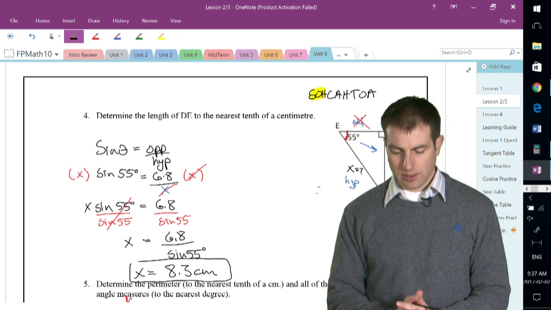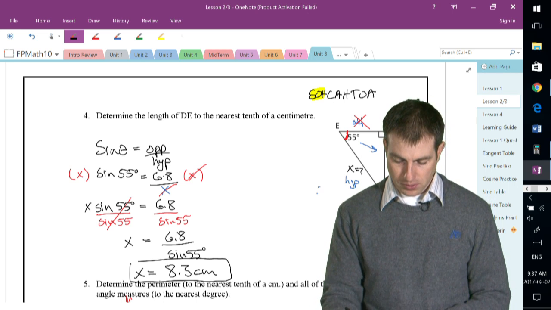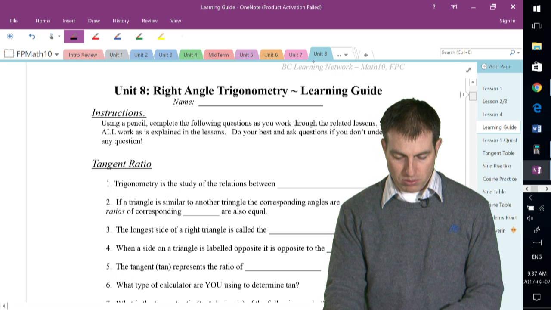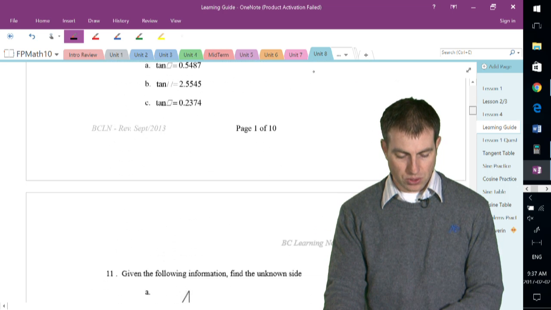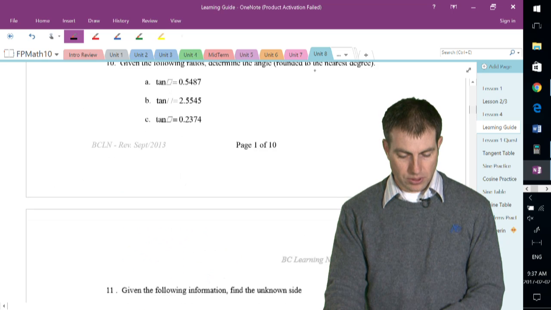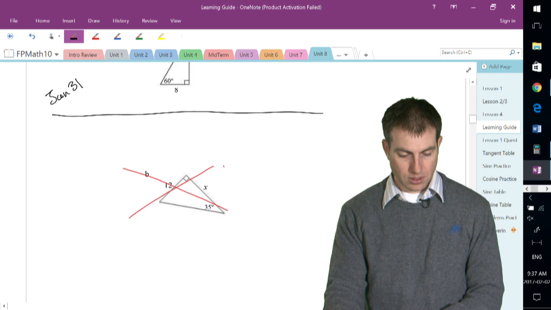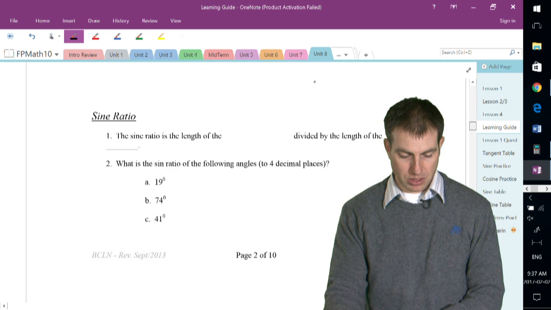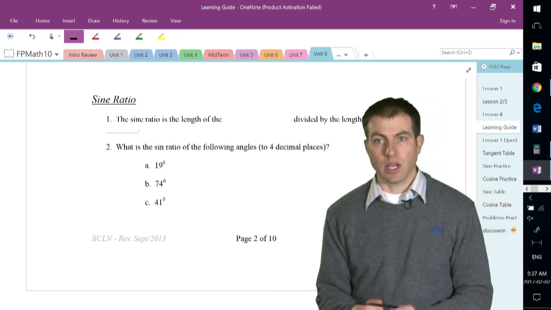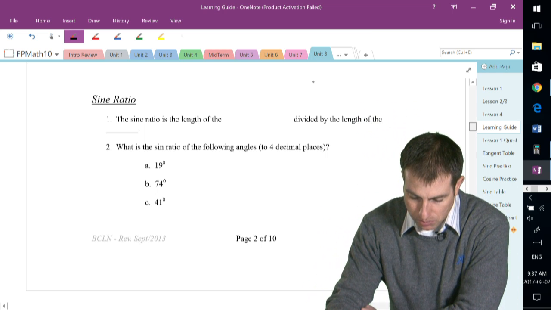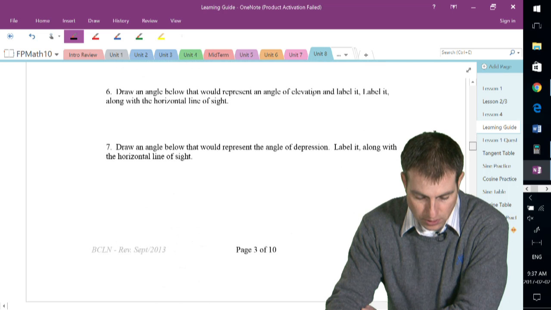The learning guide has a swaggle of questions. Let's go and get rid of a couple of them to speed this whole process up. So you did the first page, number 11, and then you skipped letter B on 11. Then we have the sine ratio. So this is kind of where we looked at today. All these questions are kind of broken down into sine ratio type questions.